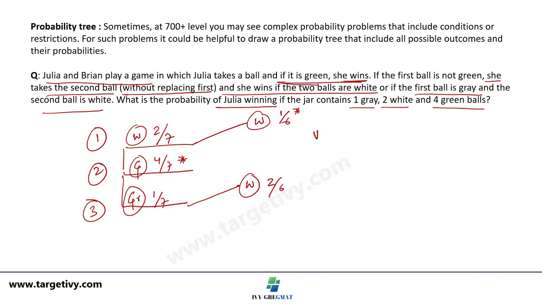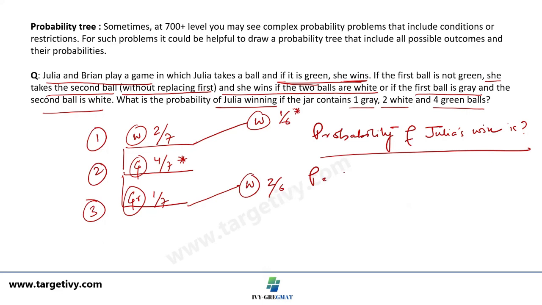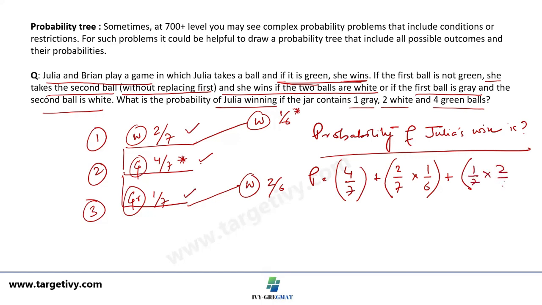So the probability of Julia's win is P is equal to 4 by 7, plus 2 by 7 multiplied by 1 by 6, plus 1 by 7 multiplied by 2 by 6. We solve this, we'll get 2 by 3.